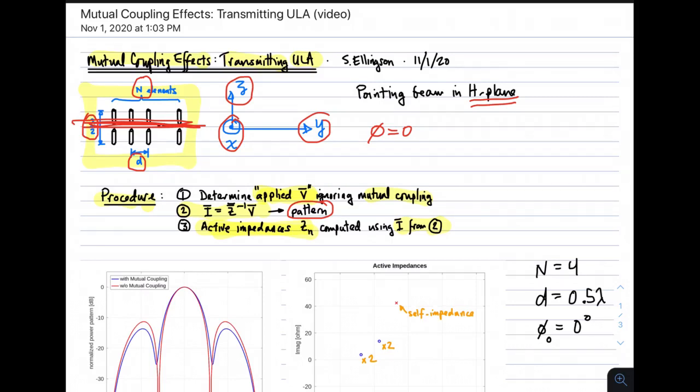And I'll point out finally that once we have these active impedances, then we can go back to step 1 and figure out what the source impedances would need to have been to achieve those applied voltages.